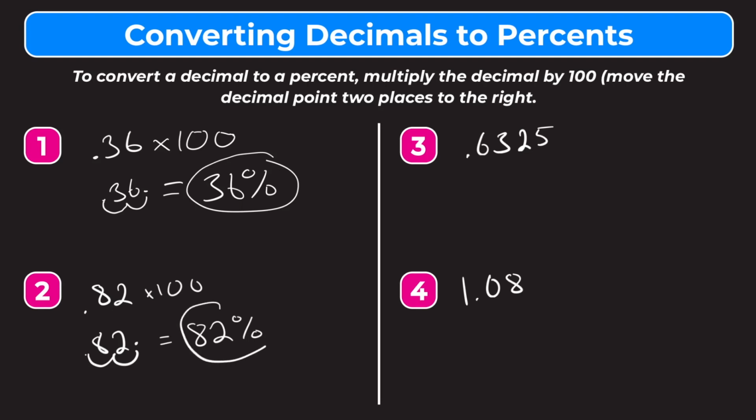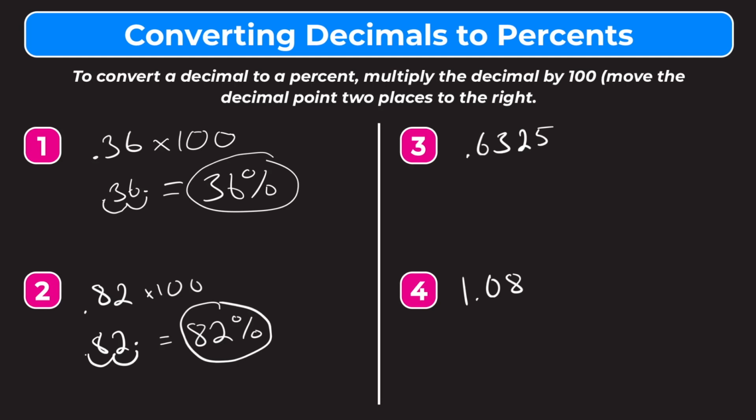Now, if you notice in both of these first examples, we had decimals that ended in the hundredths place. So when we said them out loud, 36 hundredths and 82 hundredths, you can imagine you're writing it as a fraction, 36 over 100. Now, percent literally means per 100. So for these first two examples, 36 hundredths would be 36%. It's very easy. You can just take the number that's over 100, and that is your percent.